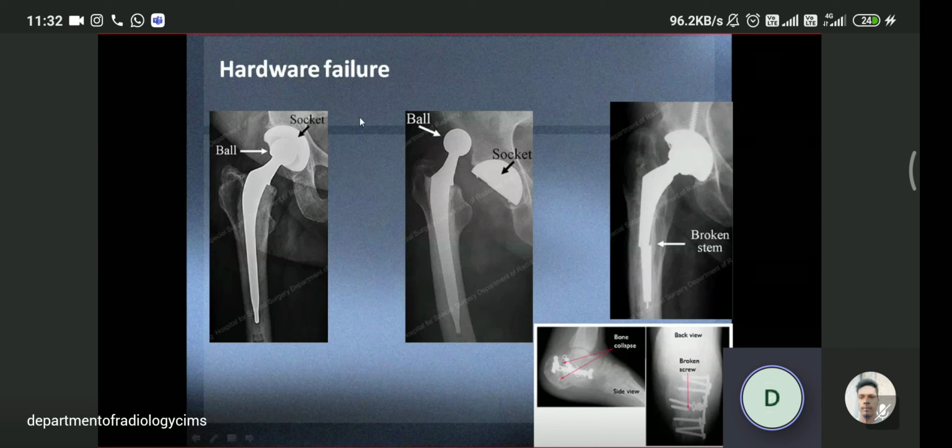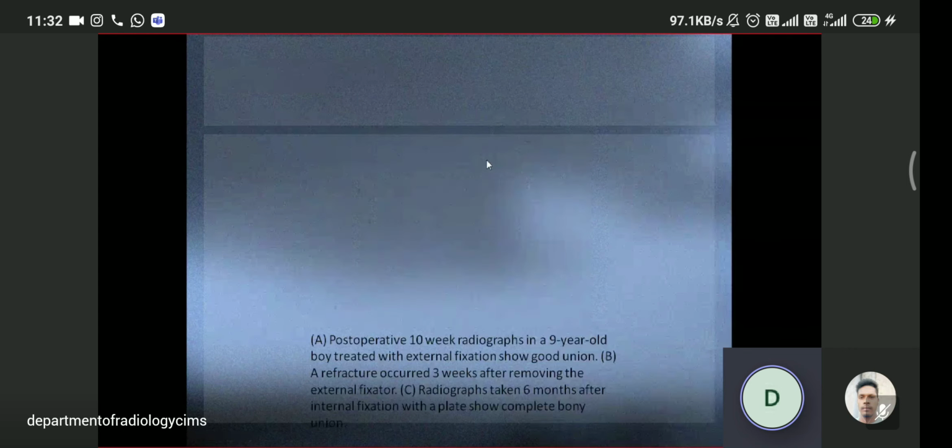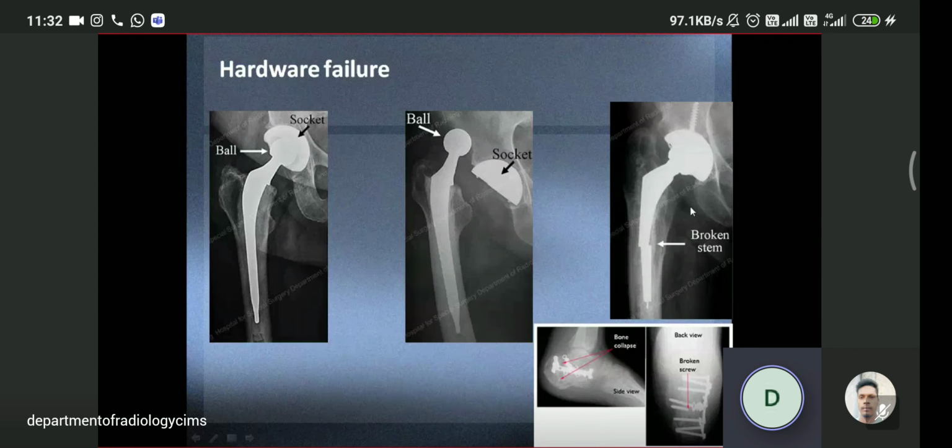This is the example of hardware failure of the fracture. This is the ball and socket. Normal ball differs from the socket, and here is the broken stem. These are the broken screws.